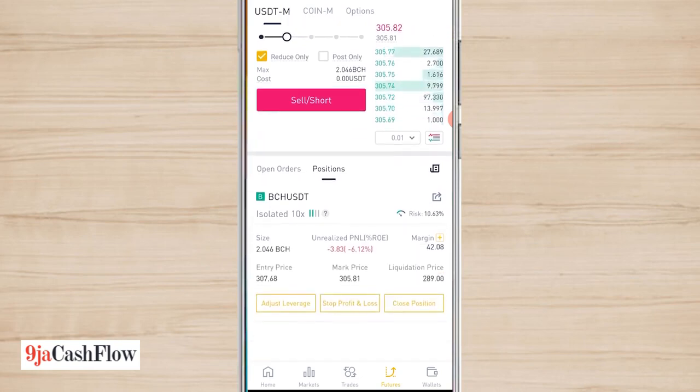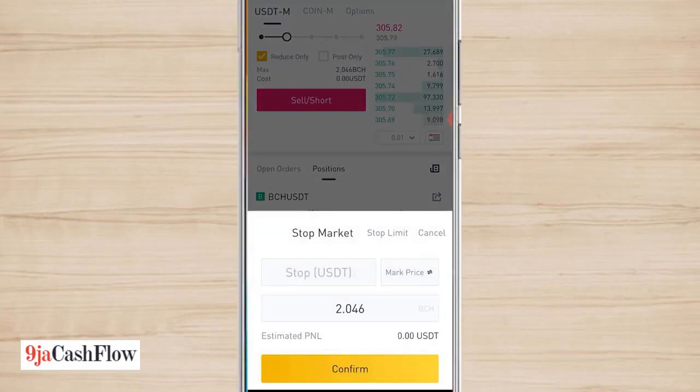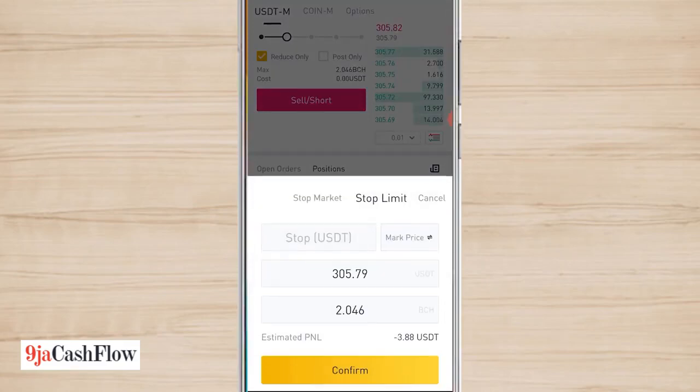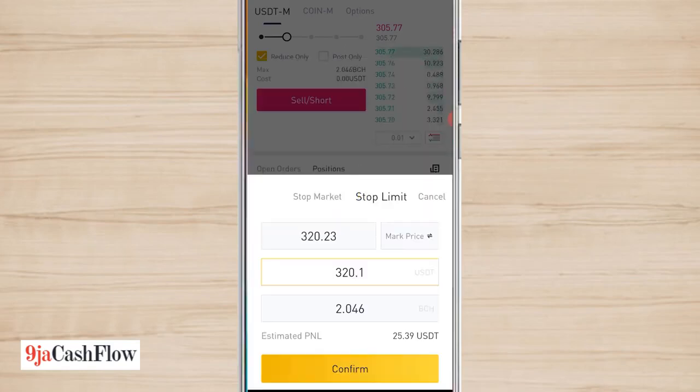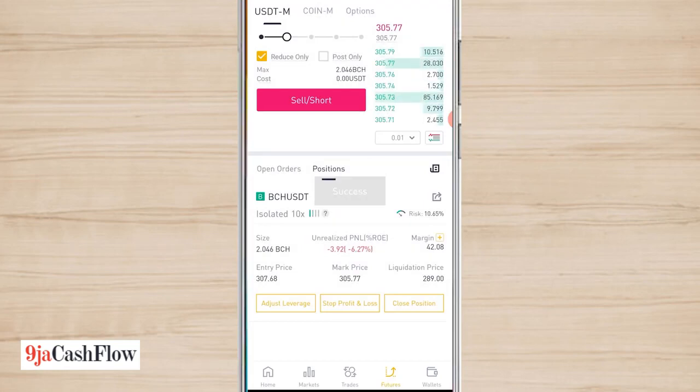Next, make sure that you set a stop profit or stop loss. The same way I set the stop loss, I can set the stop profit. If the price gets to 320.23, sell my Bitcoin Cash at 320.1. How much profit am I making? $25. Confirm the sale. So you can also set stop loss and stop profit.